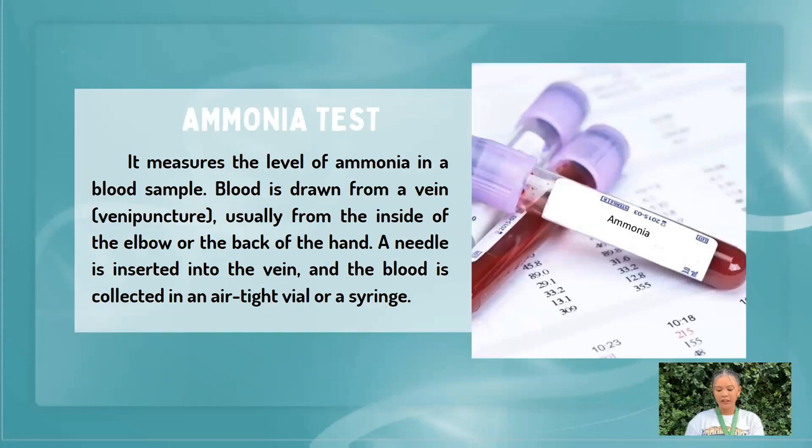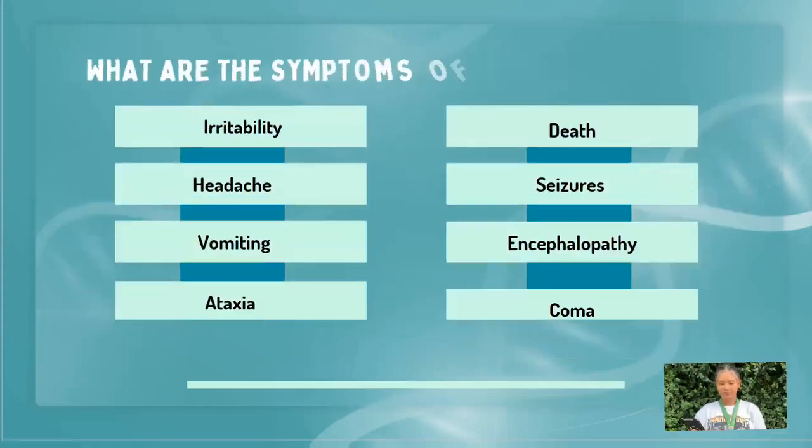These tests measure the level of ammonia in your blood. Ammonia is also known as NH3. It is a waste product made by your body during the digestion of protein. Normally, ammonia is processed in the liver, where it is changed into another waste product called urea. Urea is passed out of the body in the urine.